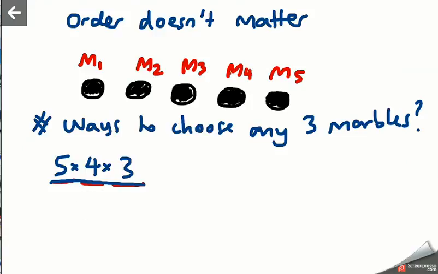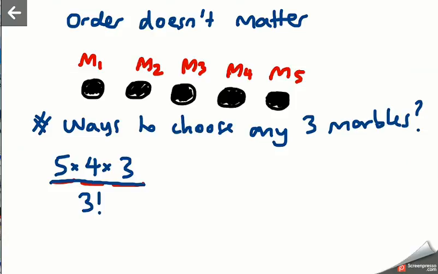I'll use blue. There are 3 factorial different ways to order those 3 marbles that we've chosen, and hence each choice is being counted 3 factorial different times. We only want it to be counted 1 time. So we've got to divide all those choices by 3 factorial.